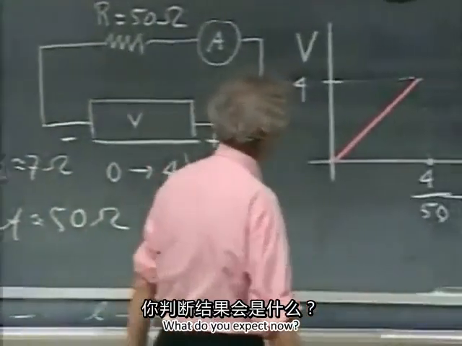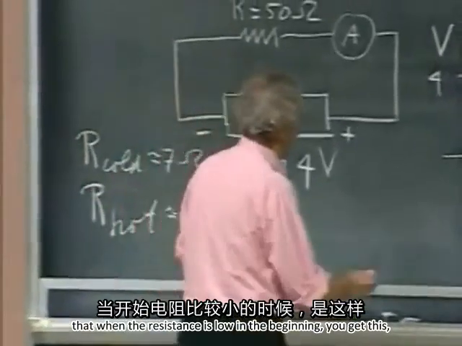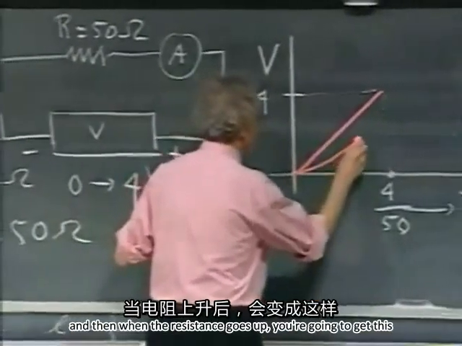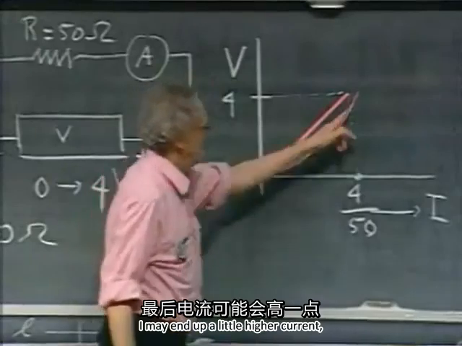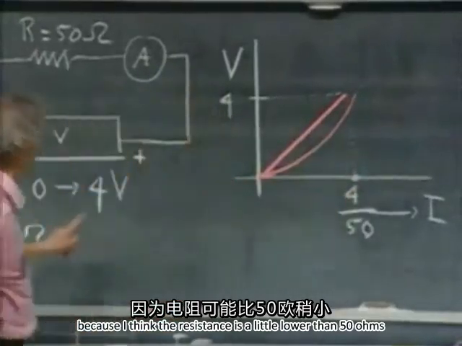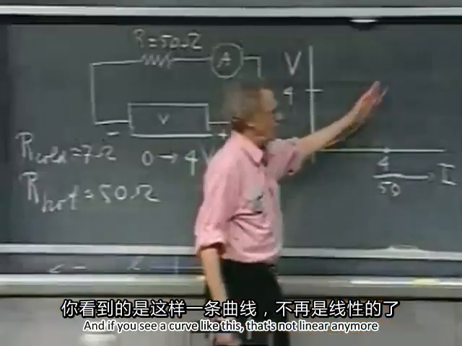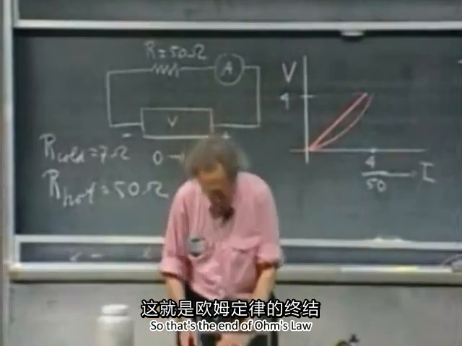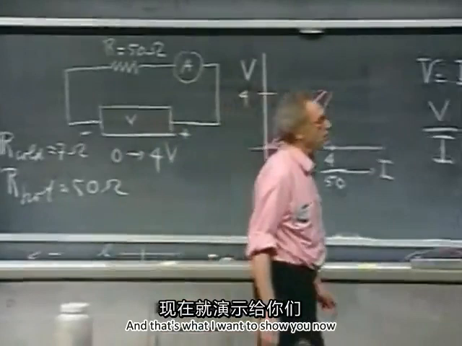What do you expect now? Well, you expect that when the resistance is low in the beginning, you get this, and then when the resistance goes up, you're going to get this. I may end up a little higher current because I think the resistance is a little lower than 50 ohms. And if you see a curve like this, that's not linear anymore. So that's the end of Ohm's law. And that's what I want to show you now.